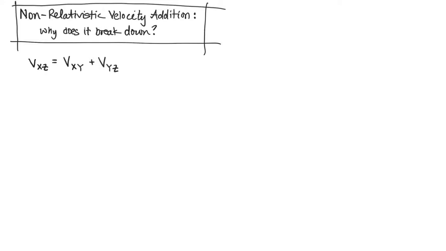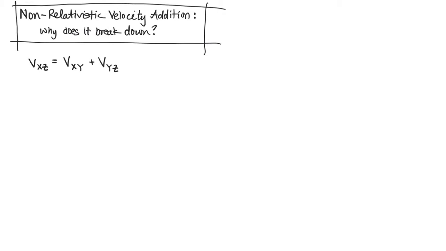In this video, we're going to examine why the non-relativistic velocity addition formula breaks down. As you recall, we've introduced the equation Vxz equals Vxy plus Vyz, meaning if we know the velocity of x relative to y and we know the velocity of y relative to z, then when we add them together, we can find the velocity of x relative to z. And we've talked about examples of Alice throwing a ball on the train and the train moving relative to the ground, and we can use that to find the speed of the ball relative to the ground.